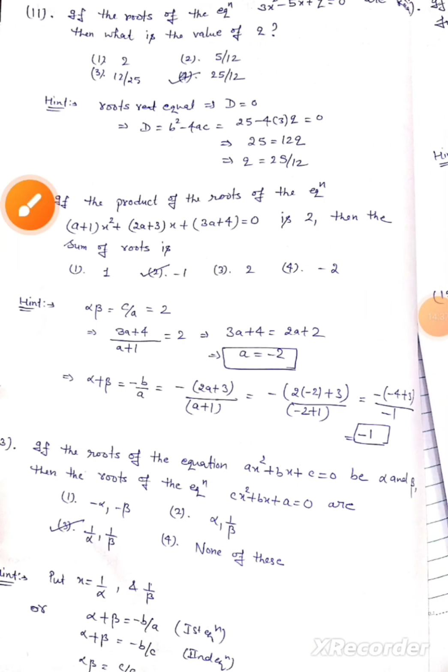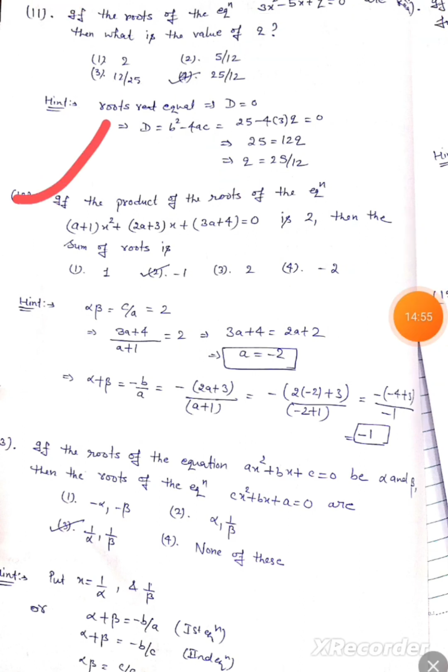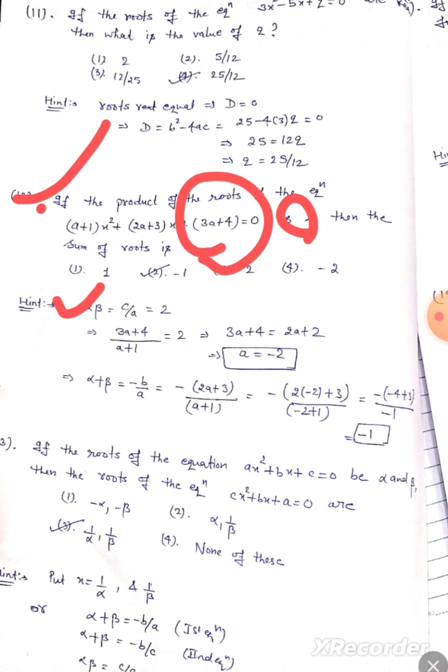Next question: if the equation is given, what is the value of q? The roots are real and equal, meaning the discriminant is equal to 0. Put the discriminant equal to 0 and find the value of the variable. If the product of roots, that is c by a, is given equal to 2, then c here is the coefficient of the constant term and a is the coefficient of x square. Put the values for the solution.